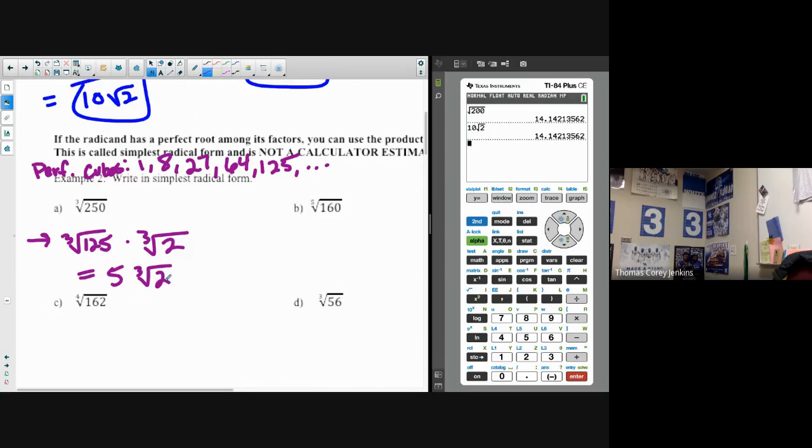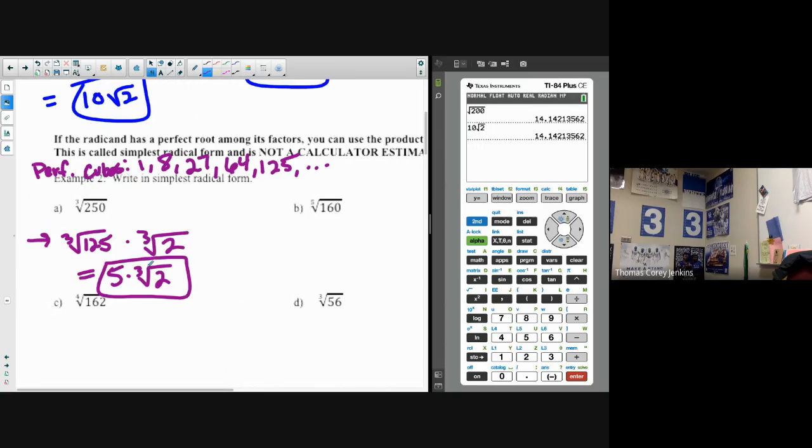Now you can just write it like that. I suggest putting a dot in between them, just because that can look like 53 square roots of 2. So just for neatness, if you ever had to handwrite it, a dot is nice. If you're typing on a computer, which a lot of times you will be this year, then just the 5 cube roots of 2 would work.